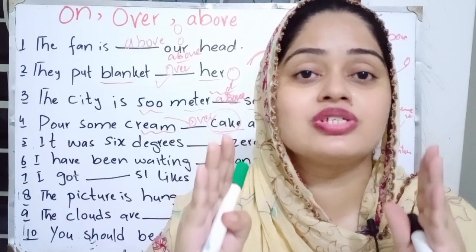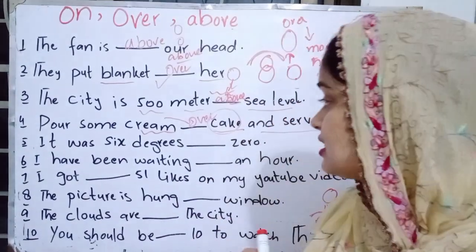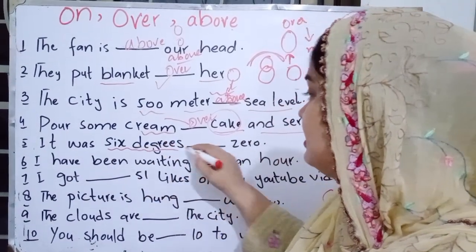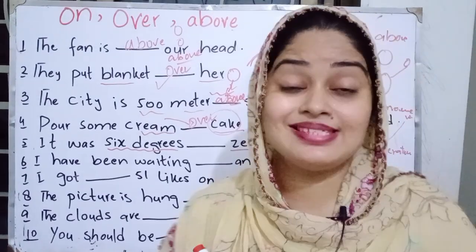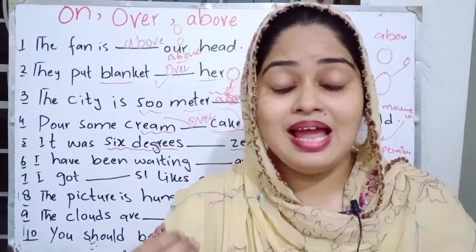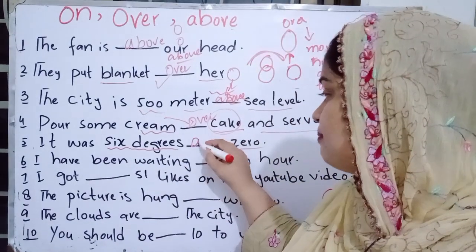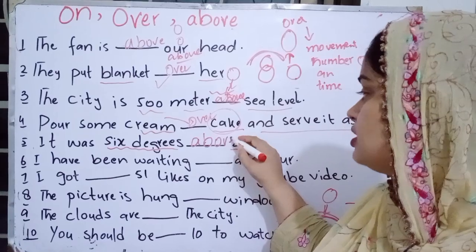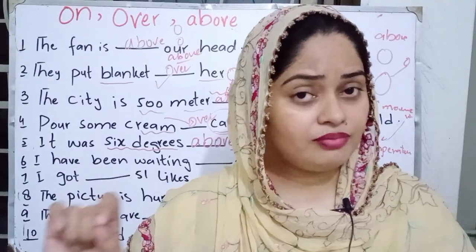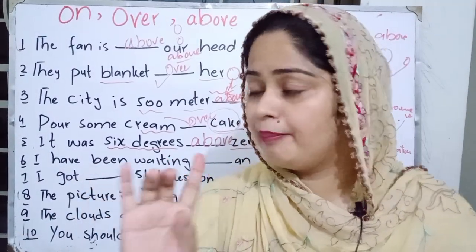Next, it was 6 degrees temperature. 6 degrees shows temperature, and with temperature we always use above.